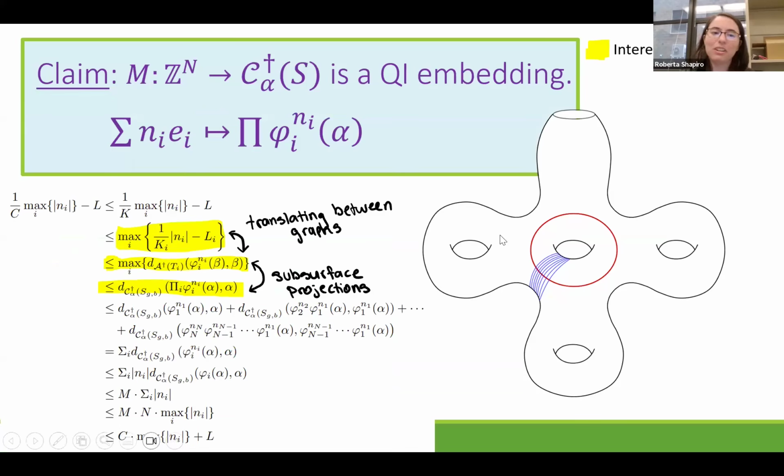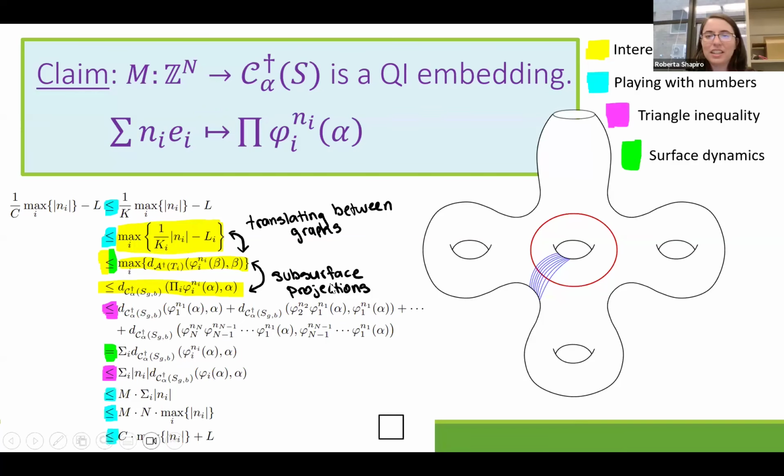And those are inequalities. So the ones that we focused on today, which I call interesting inequalities, which is a matter of opinion, are first our translations between the graphs, which happen in this step, and our subsurface projections, which happen here. Some other inequalities involve playing with numbers, using the triangle inequality as is, and using some information about surface dynamics and isometric actions.